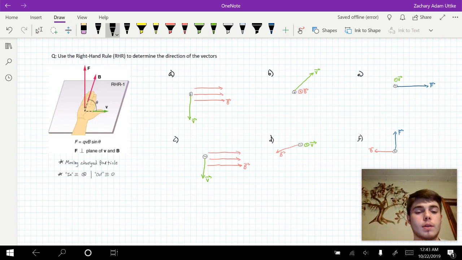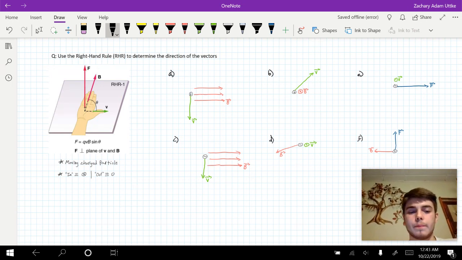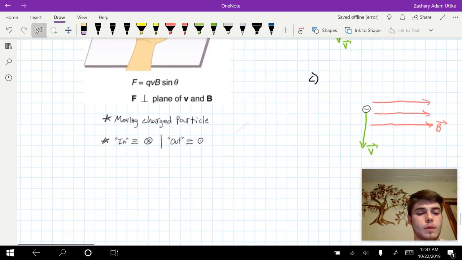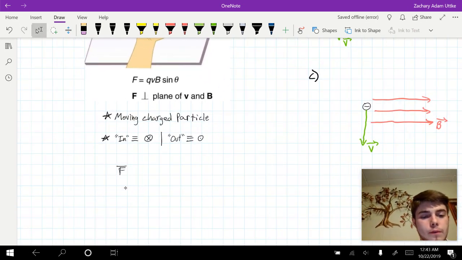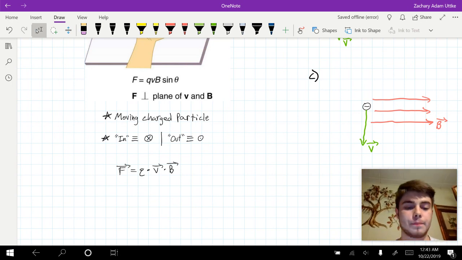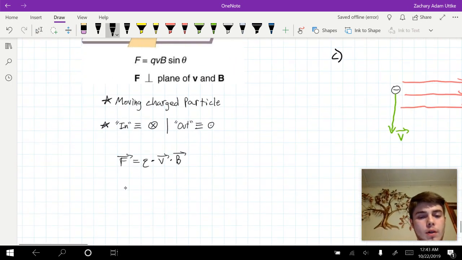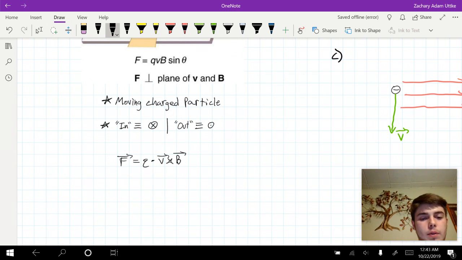Hello everyone, let's look at a couple problems that I think are going to be really important to you for using the right-hand rule to determine the direction of these vectors. So, if we have our equation, force equals the charge of a particle times its velocity times the magnetic field that it is subjected to. So this is our equation here, and it always has to be V times B.